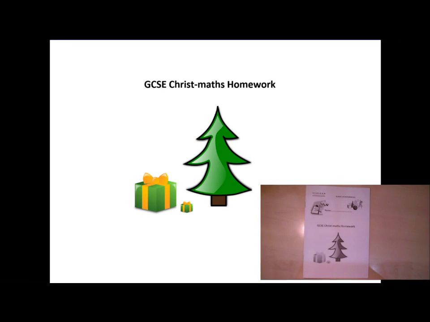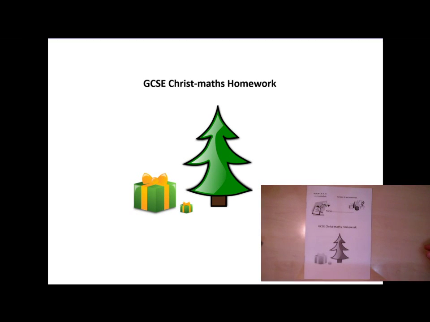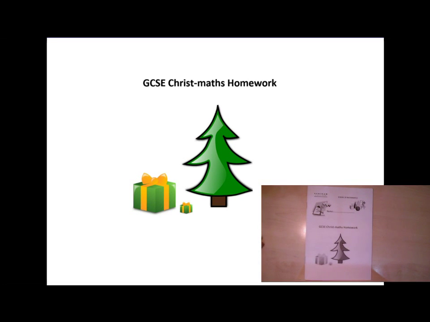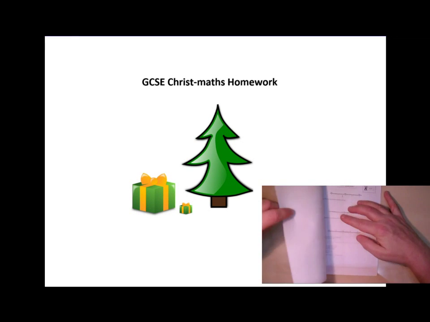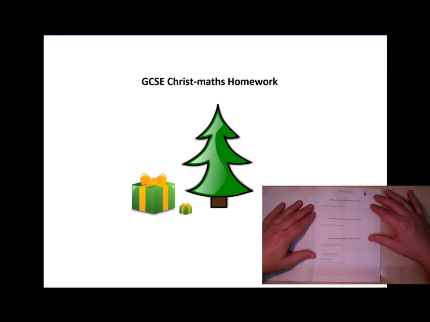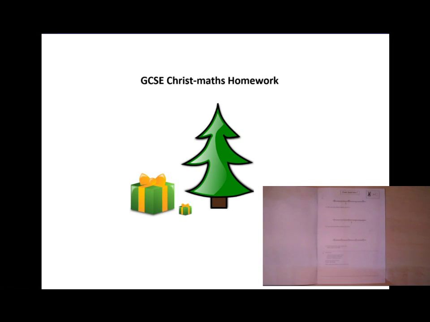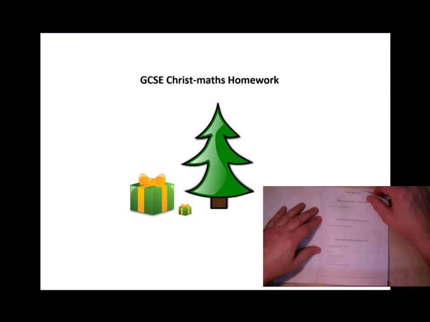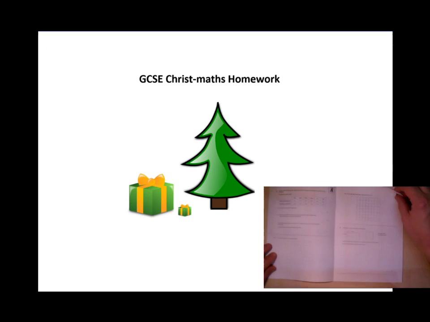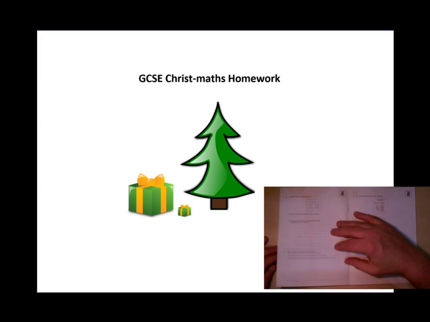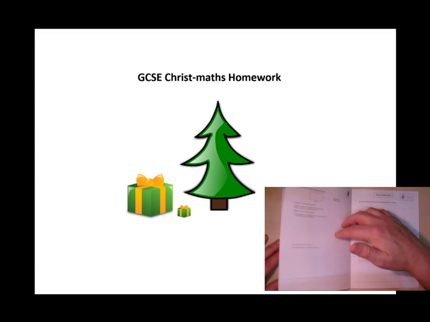As part of your Christmas assignment, you were given this booklet to do during the holidays. A book of 2 sets of questions. The first set of questions, as you open the booklet, were non-calculator questions. There were 9 questions in total, which I'll go through and show you various ways to solve them. So 9 questions, all non-calculator, from the little symbol at the top.